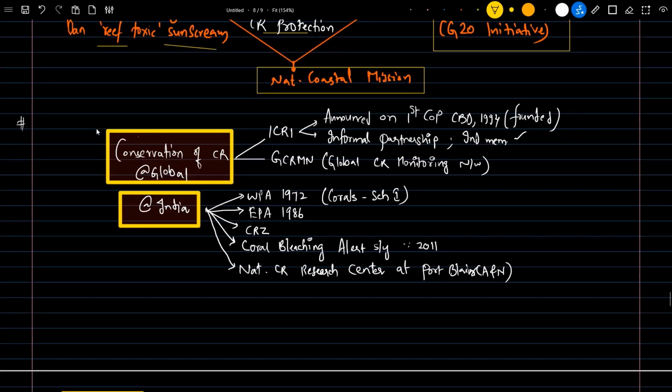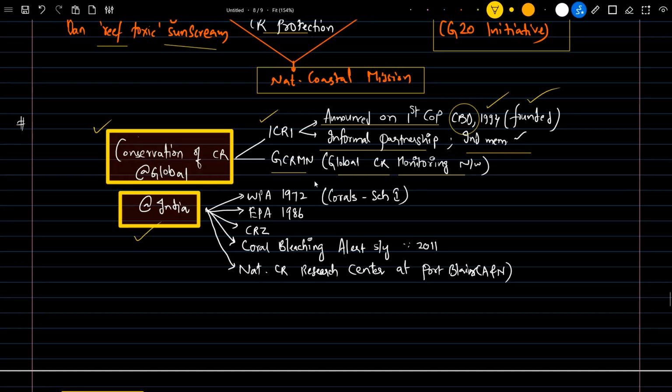And also some other conservation measures for coral reefs at the global level: the International Coral Reef Initiative, which was announced at the first Conference of Parties to the Convention on Biodiversity in 1994. So it was founded in 1994. It is basically an informal partnership between the nations, not a formal partnership anymore. India is also a member of it. Next important global conservation measure is the Global Coral Reef Monitoring Network, which was established worldwide for the sake of monitoring the degradation of coral reefs.